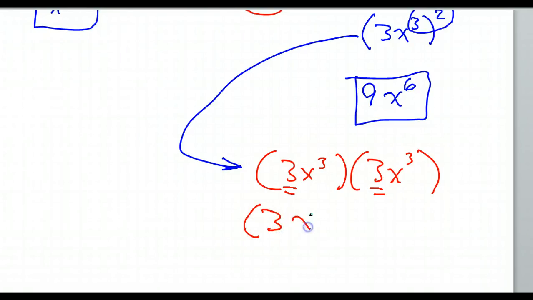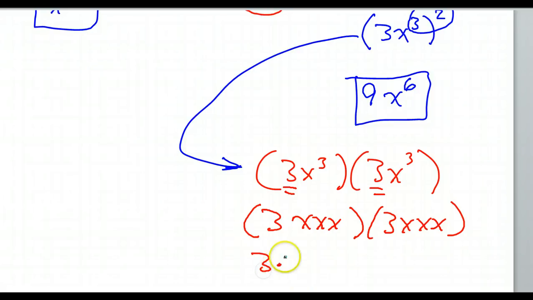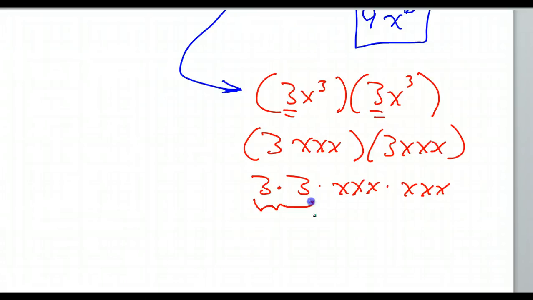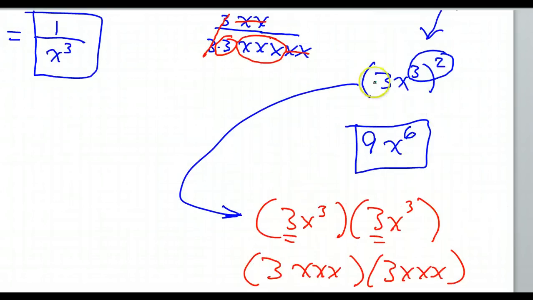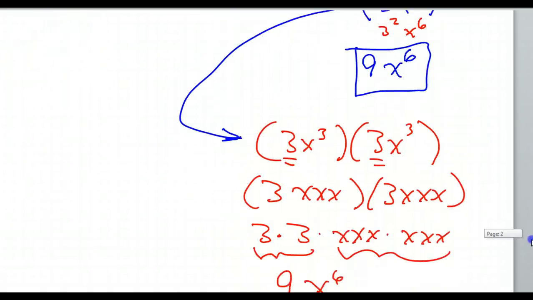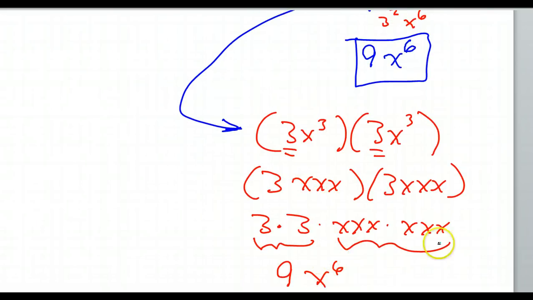Okay, so I've really got 3xxx times 3xxx. Alright, so if you put it all together, you've got 3 times 3 times x times x times x times x times x times x. Okay, so that's why 3 times 3 is 9. If you put all those x's together, you have 6 of them. Okay, now it's much shorter just to do it from here. Oh, this is 3 squared. Oh, this is x to the 6th power, because I multiply. Yes, use the shortcuts, but understand why the shortcuts really work.